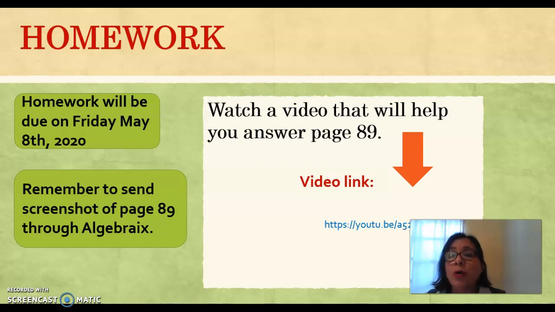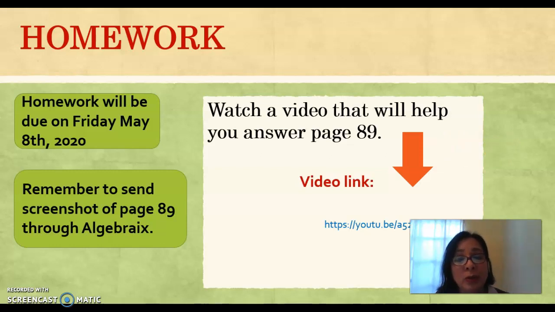Now, the homework will be due on Friday, May 8th, 2020. Remember to send a screenshot of page 89. Your homework will be page 89 through Algebraize. So what will you do on this page? You will watch a video that will help you answer page 89.